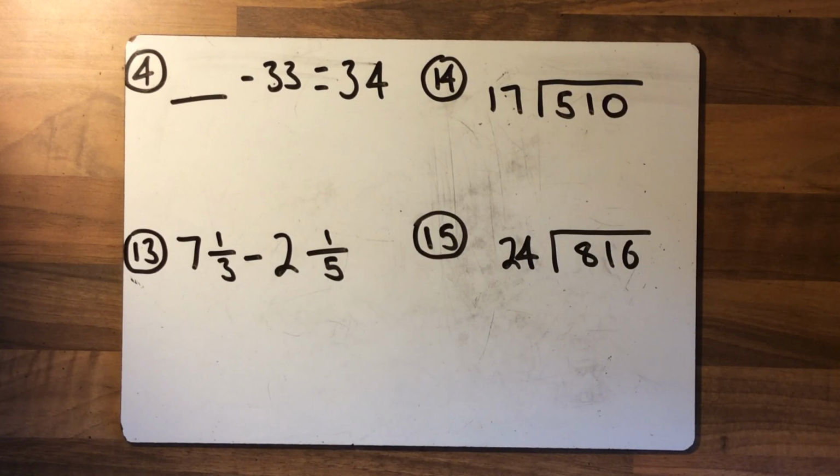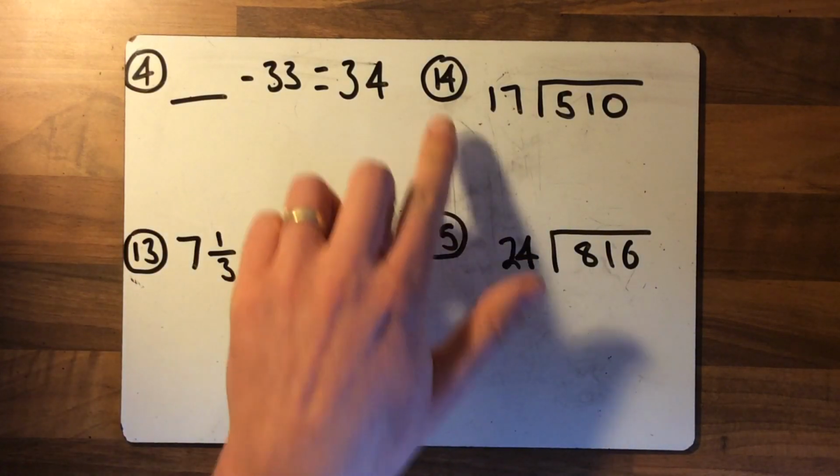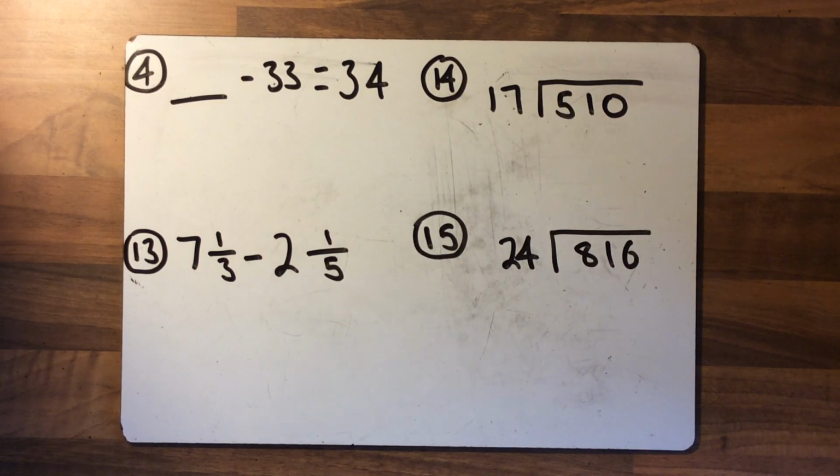So we'll look at question 4, 13, 14, 15, and then on the next page we'll do 17, 23, 30 and 34. Obviously there might be some other questions that you got incorrect, and if you're not sure why, you could always email your teacher and we will talk it through with you.